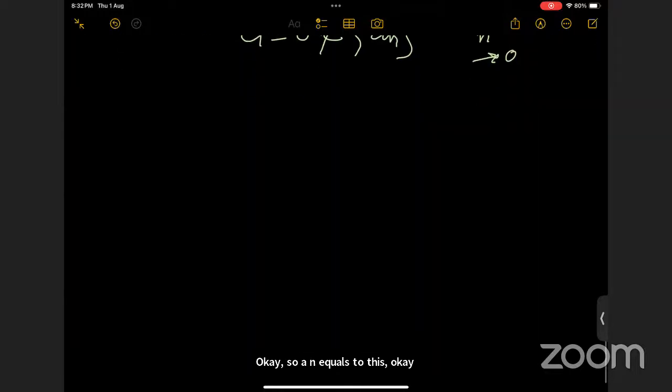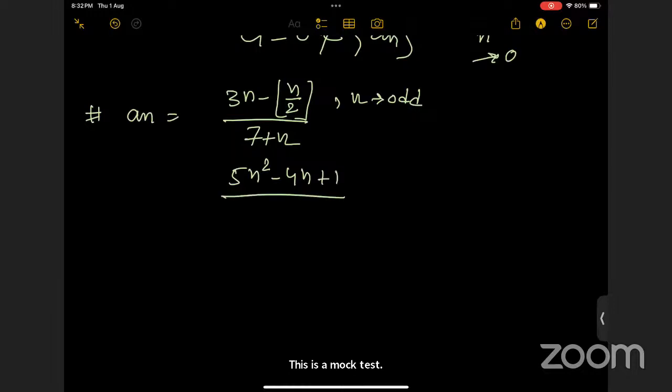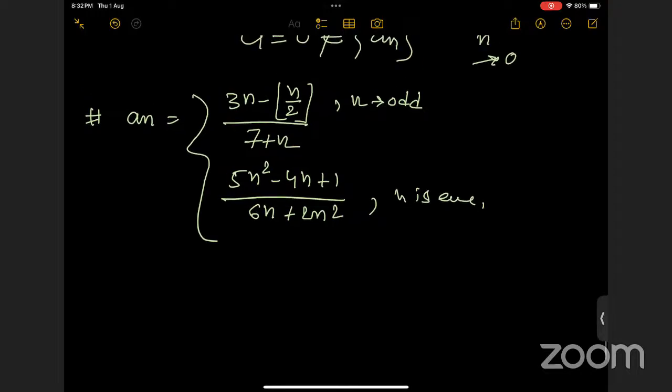Okay. So we have an equals to 3n minus ... odd and 7 plus n. This is a mock test. Okay. Yes, it's the question from the mock test. Okay, so what is the limit of n? Are you able to find the limit of n?